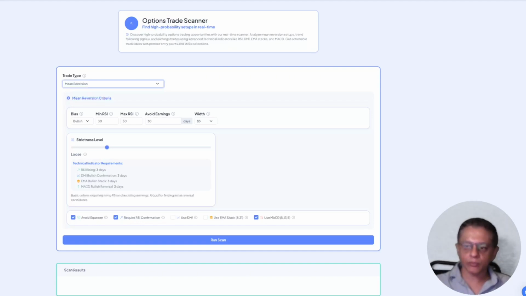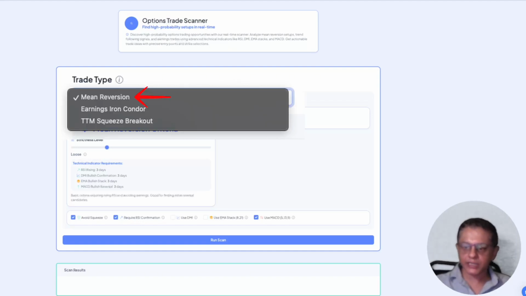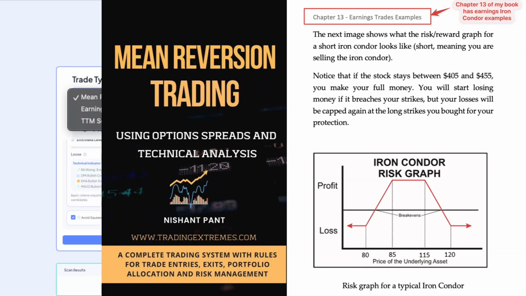As you know, mean reversion is my bread and butter trade. So that's the first option. Now, earnings iron condor, I don't take these trades at all in our Discord server. I have mentioned a few examples in my book. If you haven't read my book, I highly recommend that you read that to understand what these are. But I will explain to you.